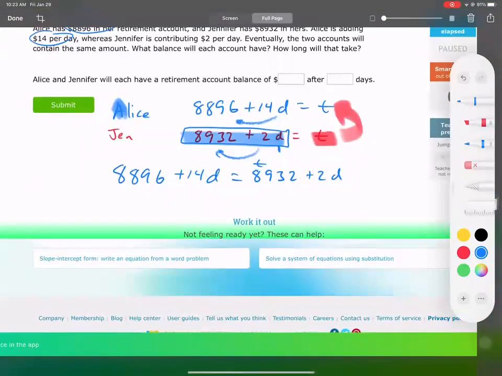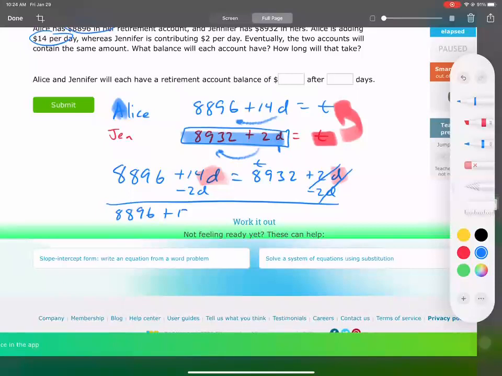Now, we're just solving for d. I want you to notice that we have d's on both sides. We have a d here, we have a d here. I always like combining my variables first. So let's combine our variables first. Which one has more, 14 or 2? They're both positive, so I'm going to take the 14. So I'm going to subtract 2d from one side and move it to the other, using opposite operations so we can move out the d's. 2d minus 2d cancels out, so there are no more d's on that side. And we have 8,896 plus 12d equals 8,932.